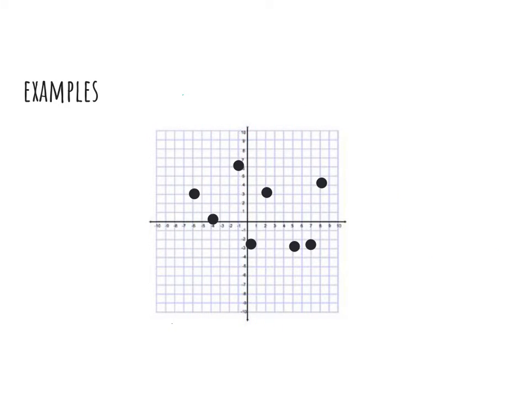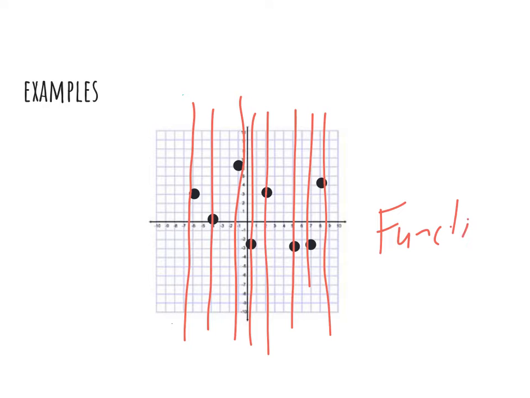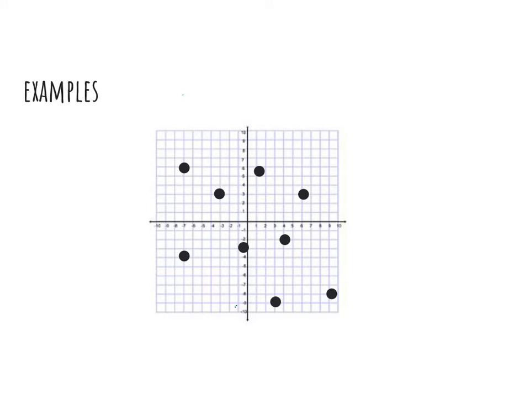As I said, it also works with scatter plots, so we can have this scatter plot here, and if you'll notice, if I draw vertical lines through every point, there's not one where I hit more than one point. So this would also be a function. Here's another example. If I draw a vertical line, okay, this one right here, it hits in two spots, so I would say that this is not a function.